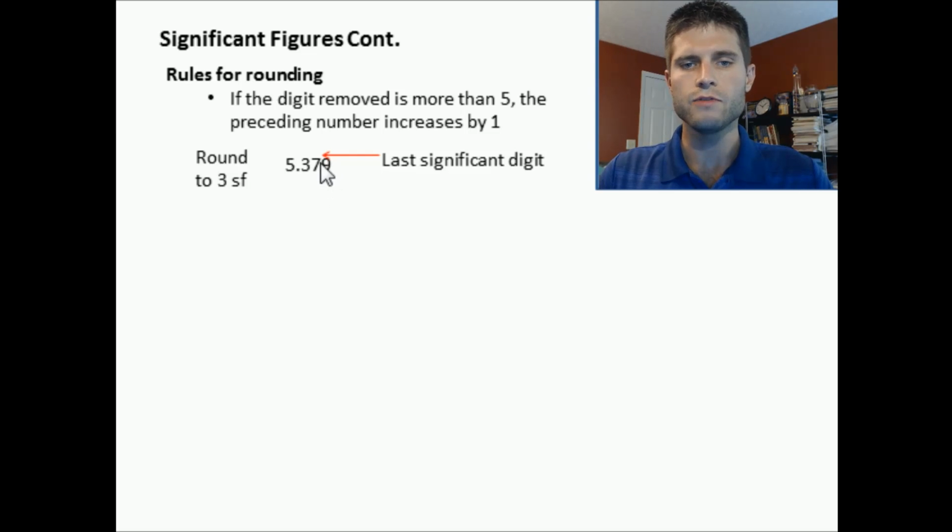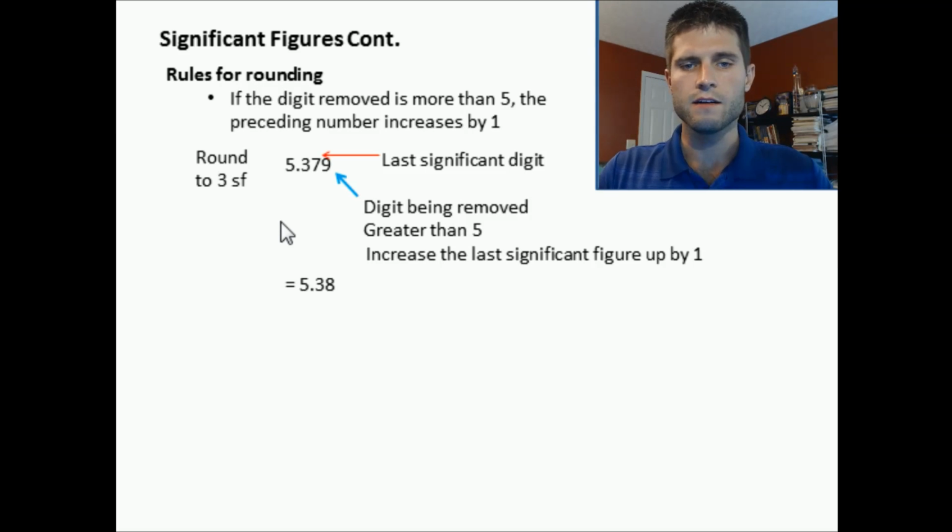We have to do something to it because we're getting rid of a 9. And since this 9 is greater than 5, we round the 7 up to an 8. And that's what I said here, and we end up getting 5.38. This is traditional rounding rules. This shouldn't come as a surprise to anybody.